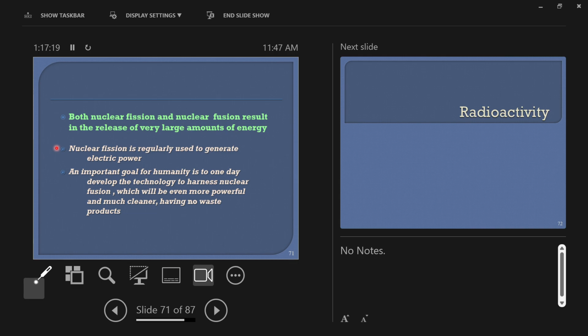Fission, we use all the time, okay? All power plants right now that are nuclear work with fission. We would like to create nuclear fusion.